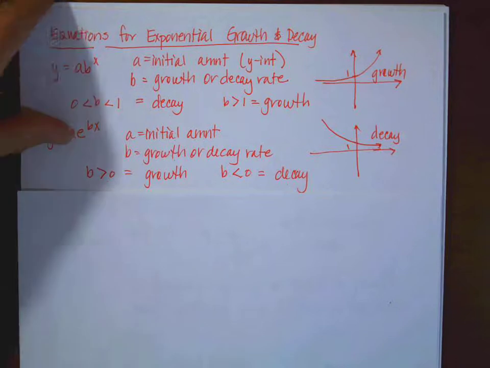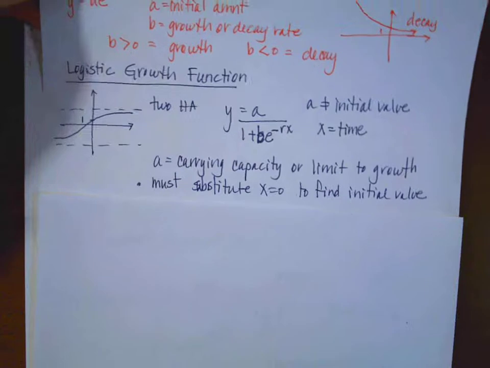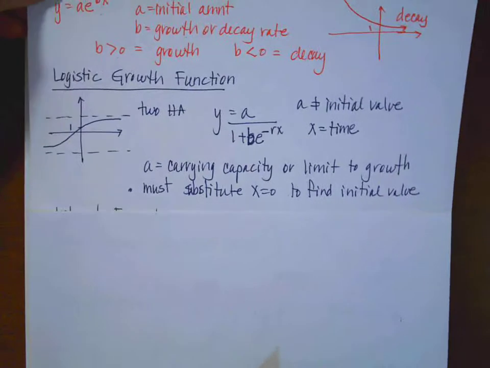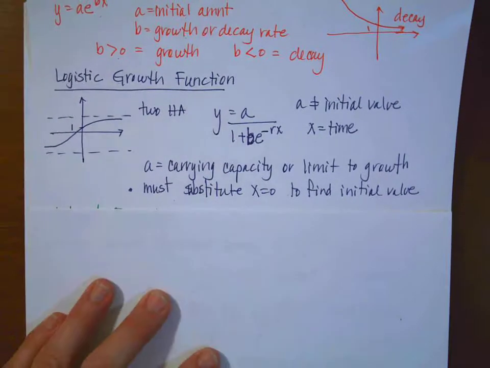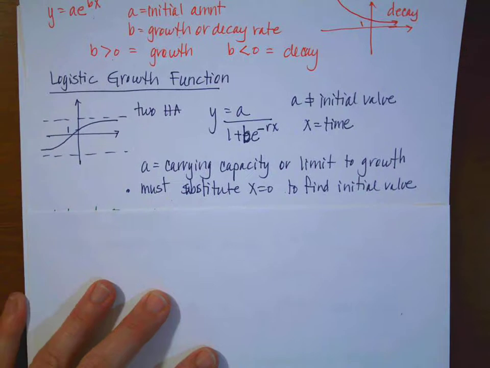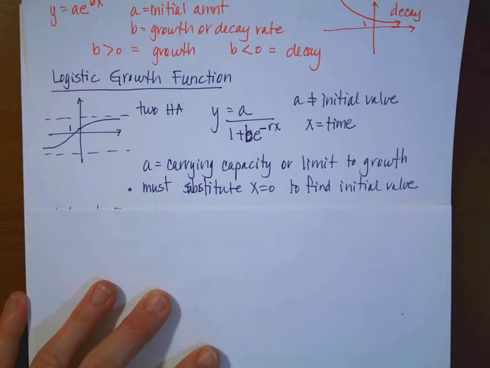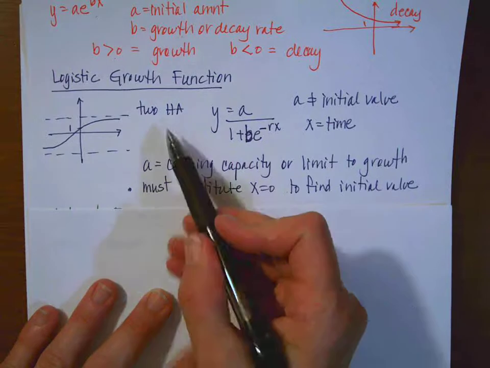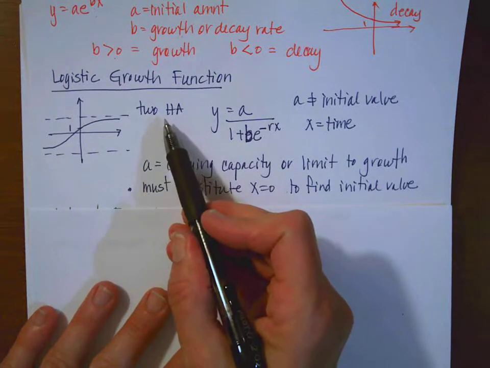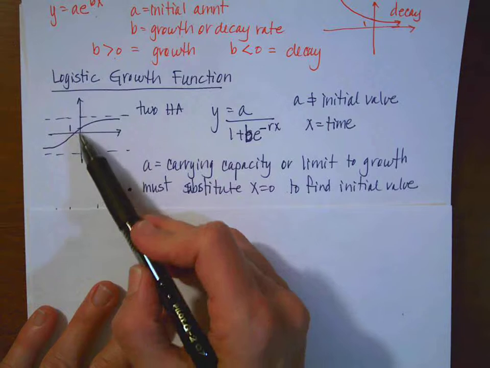All right, the next set of equations that I want to show you, and actually it's just one equation, so I guess it's really bad grammar, is the logistic growth function. It's a really cool function because it's one of the only functions that we have studied up until now that actually has two horizontal asymptotes. Alrighty?